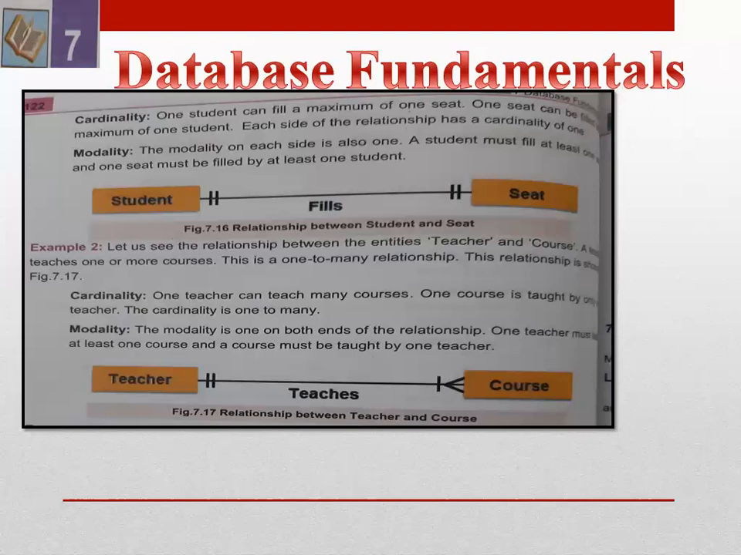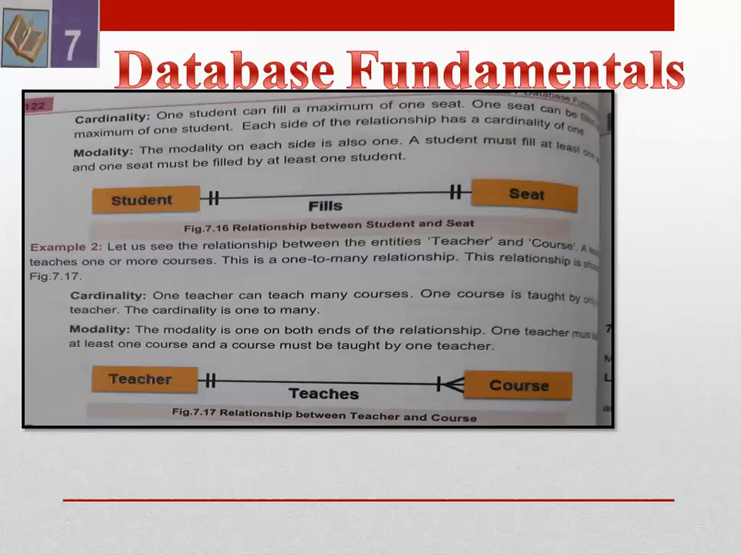The second example is the relationship between the entities teacher and course. A teacher teaches one or more courses. This is a one-to-many relationship. If you remember, in the previous lecture we already discussed that when more than one instance of an entity is associated with a relationship, it is marked as a one-to-many relationship.